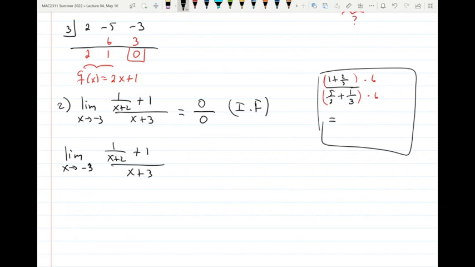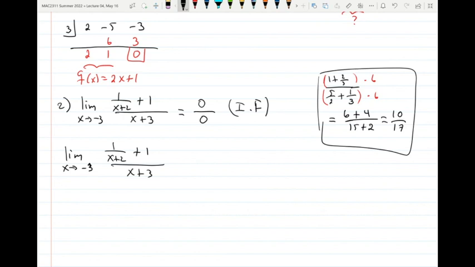When you multiply the top by 6, what do we have? 6 plus, now 6 times 2 over 3. The 3 cancels with the 6, giving you 2 times 2 is 4. So we have 6 plus 4. In the bottom, when you multiply 6 with 5 over 2, the 2 cancels with the 6, giving you 3 times 5, 15. Plus, when you multiply the 6 with the 1 over 3, the 3 cancels with the 6, giving you a 2, times 1, that's 2. Did you understand this? And so this is 10 over 17. And we move on with our life.